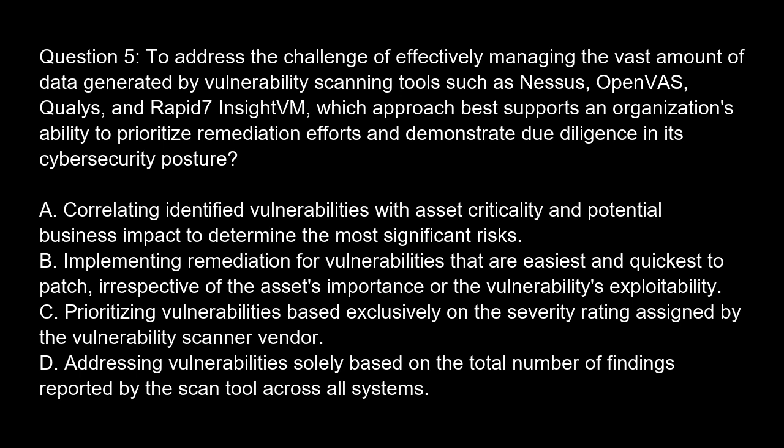Option A. Correlating identified vulnerabilities with asset criticality and potential business impact to determine the most significant risks. Option B. Implementing remediation for vulnerabilities that are easiest and quickest to patch, irrespective of the asset's importance or the vulnerability exploitability. Option C. Prioritizing vulnerabilities based exclusively on the severity rating assigned by the vulnerability scanner vendor. Option D. Addressing vulnerabilities solely based on the total number of findings reported by the scan tool across all systems.